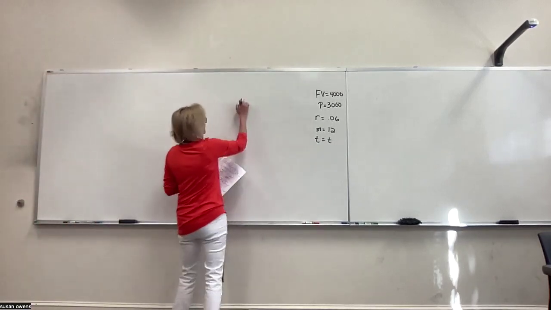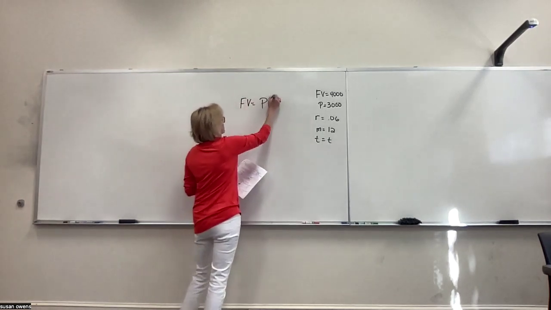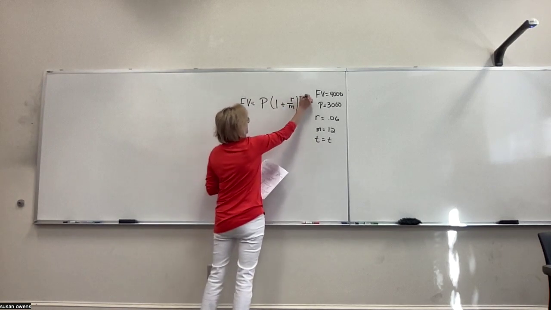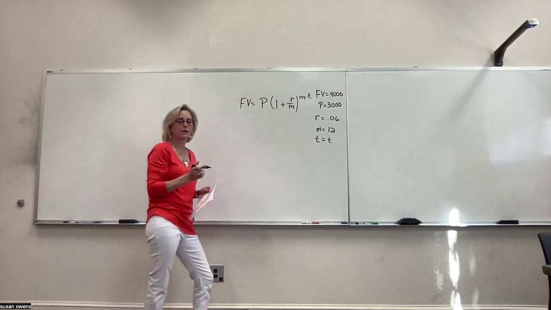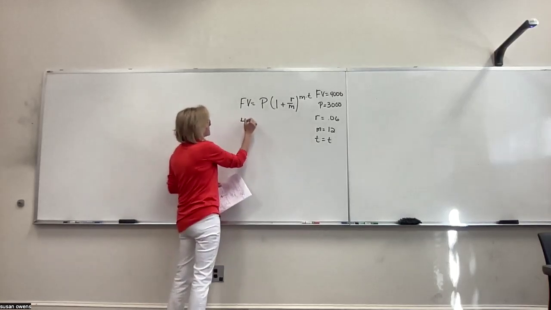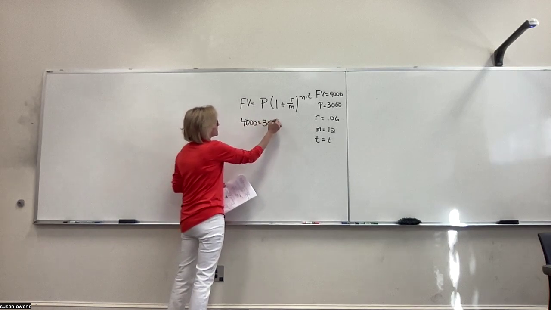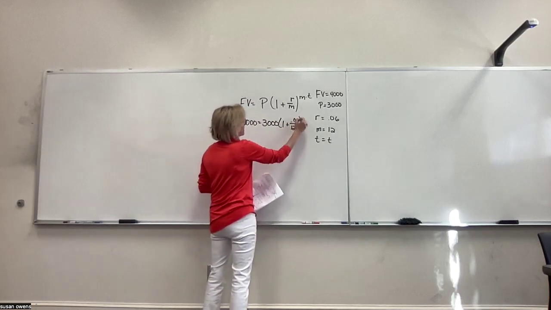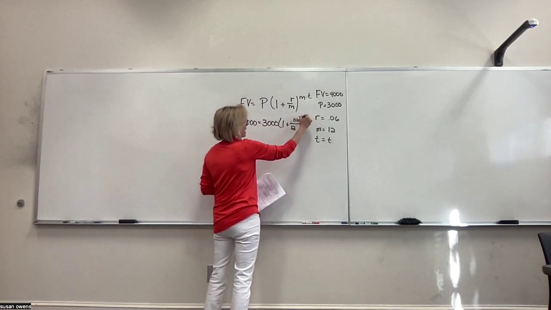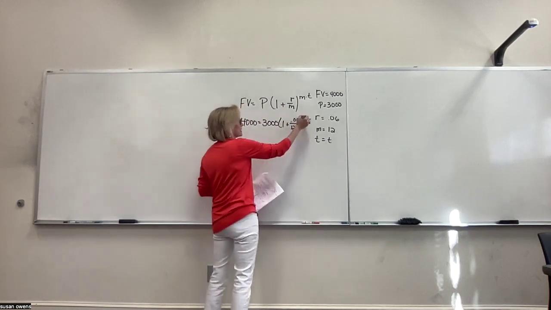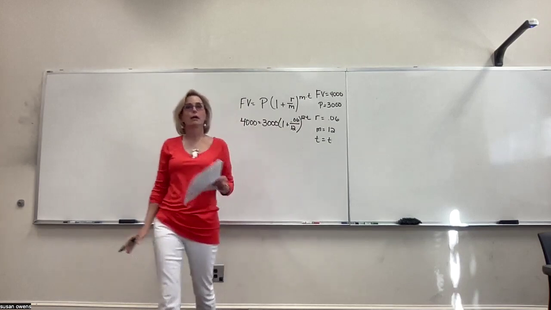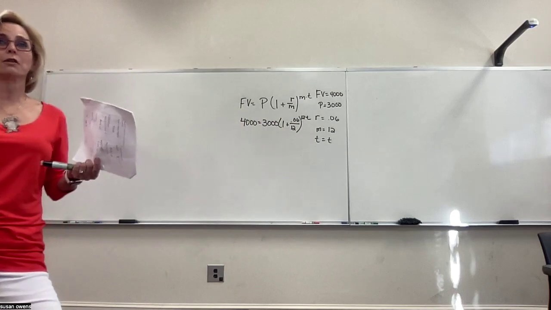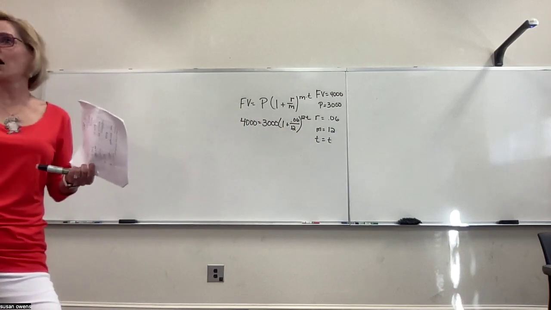Okay, so we've got the first one, future value is equal to principal times 1 plus the rate divided by M, to the M times T. Okay, so fill in what we know. 4,000 is equal to 3,000 times 1 plus 0.06 divided by 12, to the 12T. Okay, so where is the variable? It's in the exponent. So what are we going to have to use if the variable is in the exponent? We're going to have to use logs.